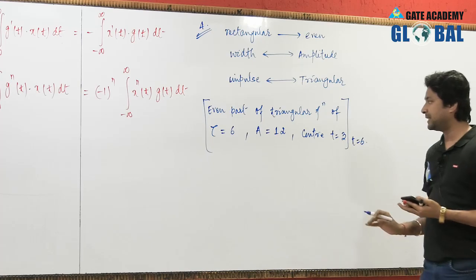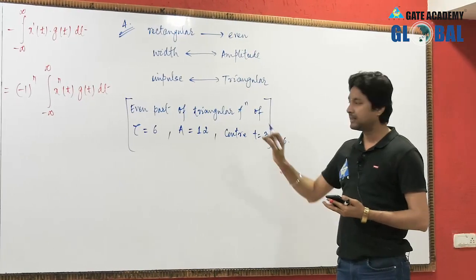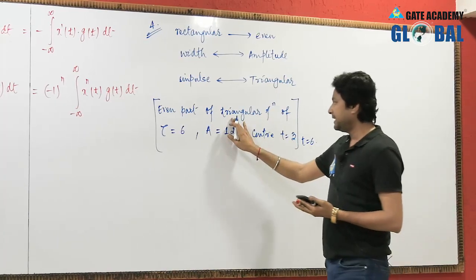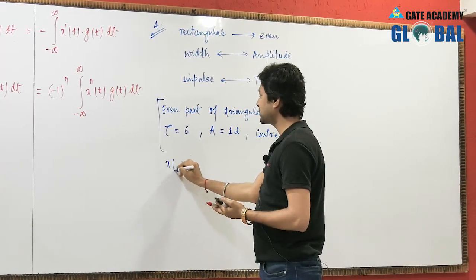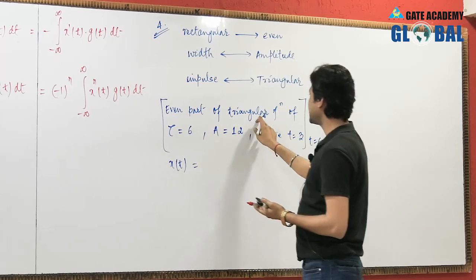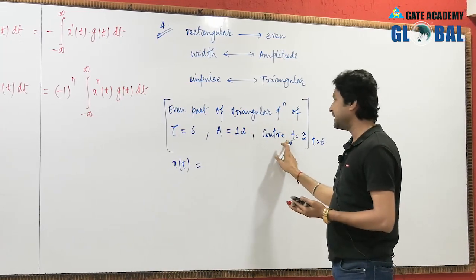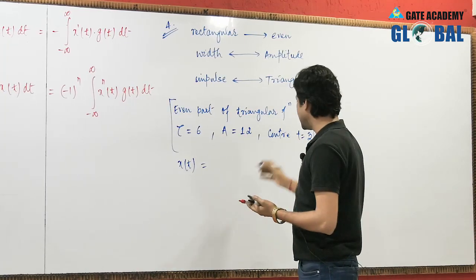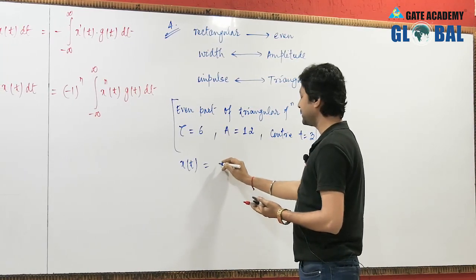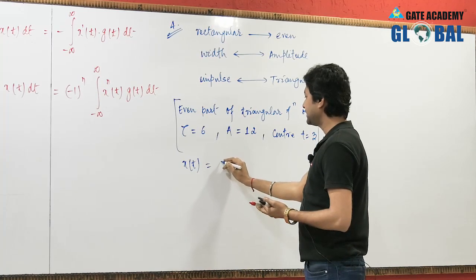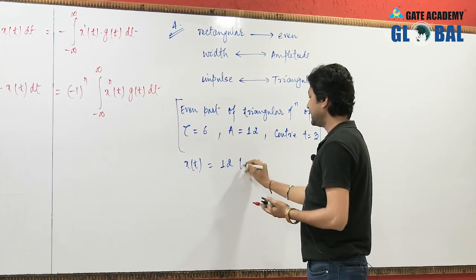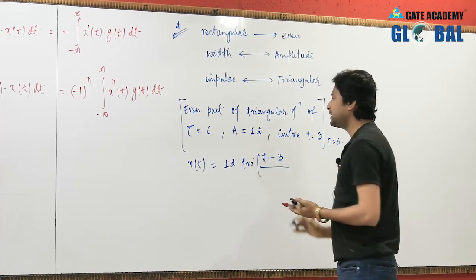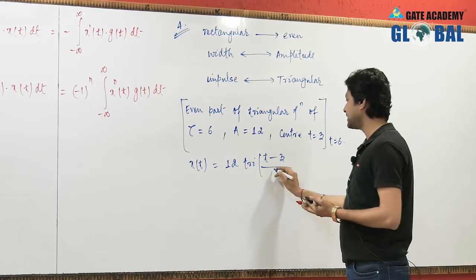So we have to find the even part of this triangular function x of t. It is a triangular function centered at t equals 3, having amplitude 12 and tau equals 6. So x of t equals, how do you write a triangular function? A, therefore 12 triangle of (t minus center), so t minus 3, divided by tau, and the value of tau is given as 6.